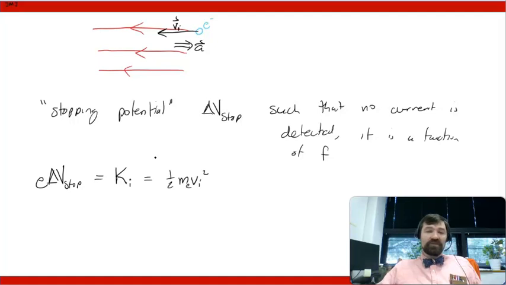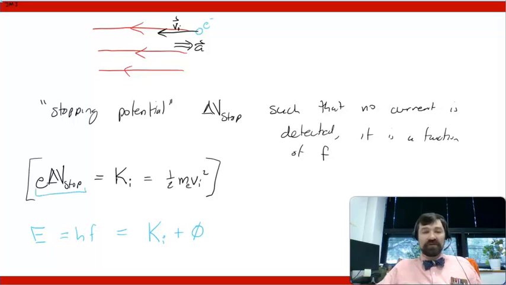Now, typically we don't use this particular expression to figure out the stopping potential or to tie it into the rest of this discussion. Instead, we note that the total energy of the photon, E, which is equal to hf, must be equal to the kinetic energy initial plus the work function. Okay, and so my stopping potential can tie into this equation. By tuning my potential until I no longer find any photocurrent, I'm actually figuring out the value of my work function for my given photon frequency.